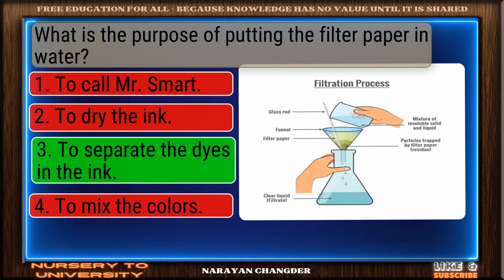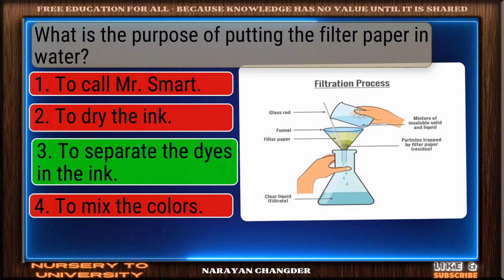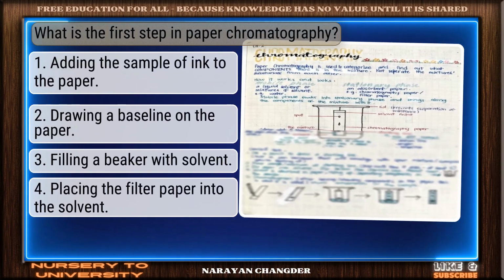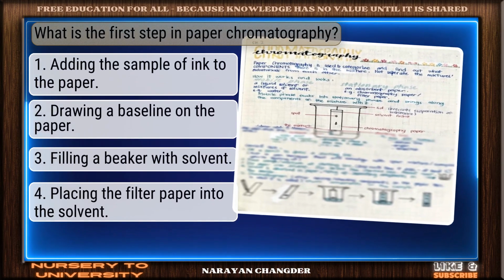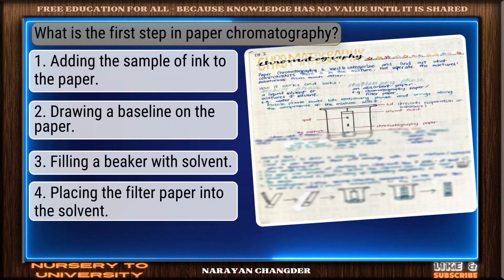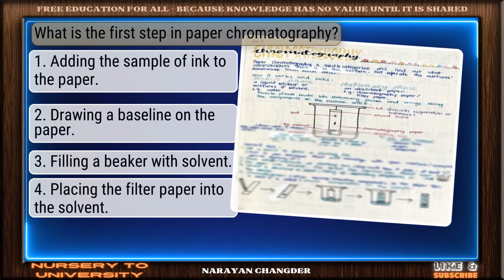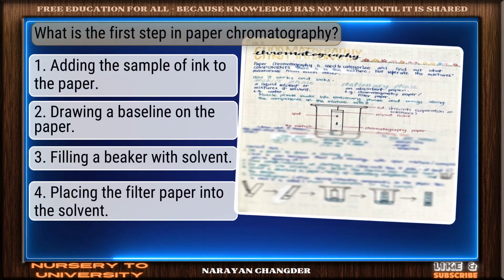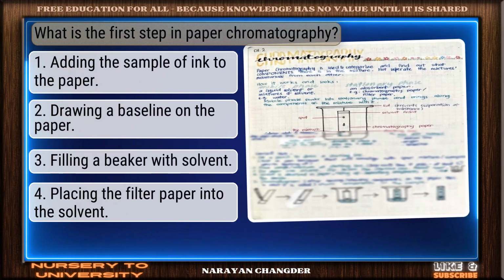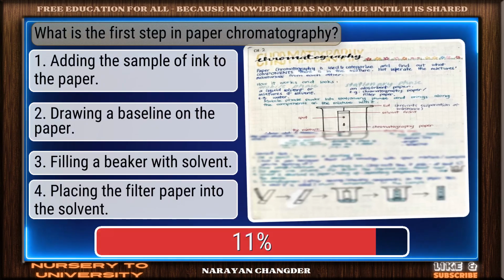Right choice, to separate the dyes in the ink. What is the first step in paper chromatography? Option 1, adding the sample of ink to the paper. Option 2, drawing a baseline on the paper. Option 3, filling a beaker with solvent. Option 4, placing the filter paper into the solvent.